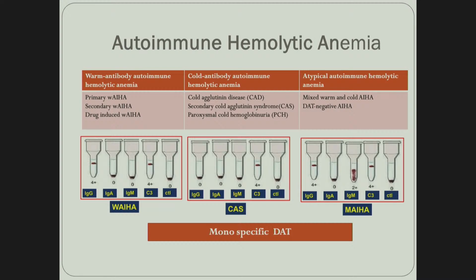clonal B cell lymphoproliferative disorder. Apart from that, we have secondary cold agglutinin syndrome (CAS), which means underlying conditions are there where it is categorized under CAS, and paroxysmal cold hemoglobinuria. Apart from that, we have atypical autoimmune hemolytic anemias like mixed cold and warm and DAT negative autoimmune hemolytic anemias.